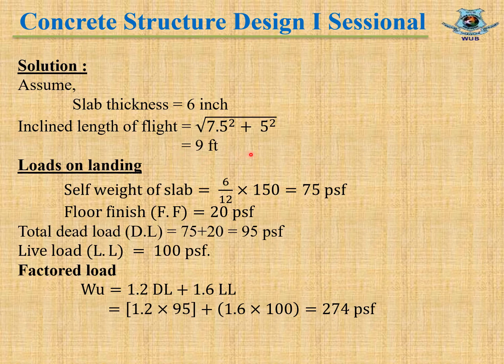See slide 5. Loads on landing. Self weight of slab equal to 6 by 12 into 150 equal to 75 psf. Floor finish equal to 20 psf. Total dead load equal to 75 plus 20 equal to 95 psf. Live load equal to 100 psf. Factored load Wu equal to 1.2 dead load plus 1.6 live load. So finally Wu equal to 274 psf.